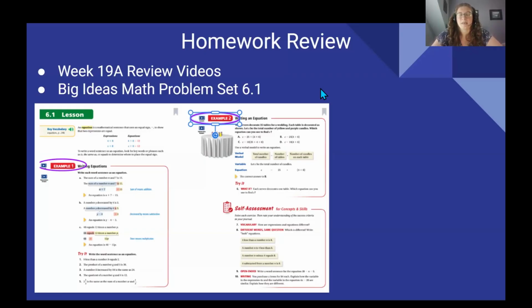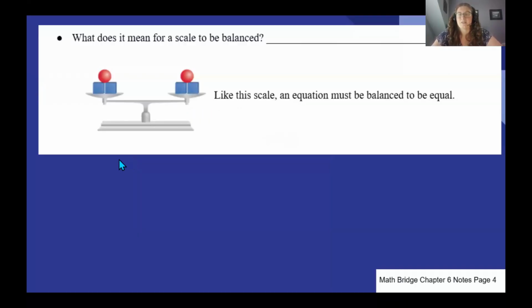And today we're going to move on from writing equations to solving equations. And you know that when we have an equation, it is balanced. The two sides of the equation are equal to each other. So we're going to compare an equation to a scale today, right? So if this scale is balanced, what does that mean? This scale is flat, right? One side isn't tipped up or tipped down. So this scale being balanced means that the two sides are equal.